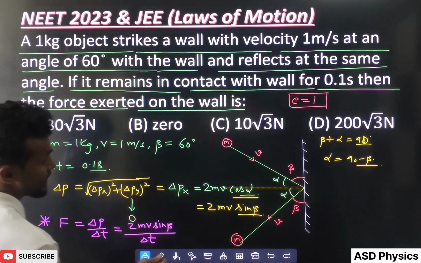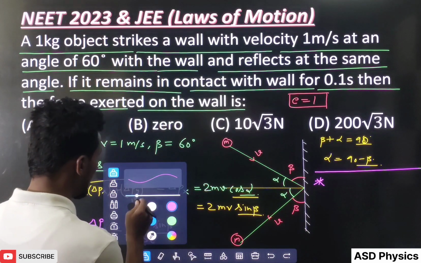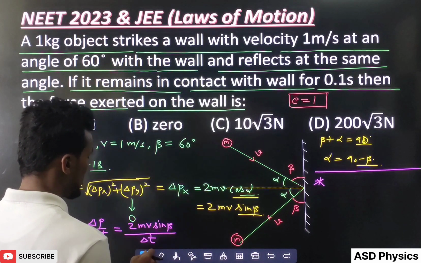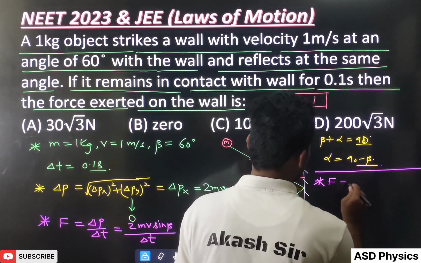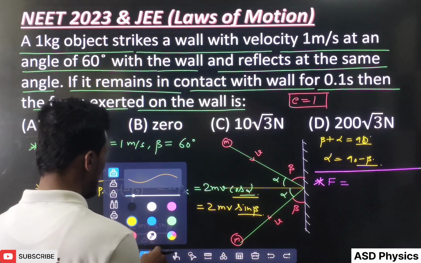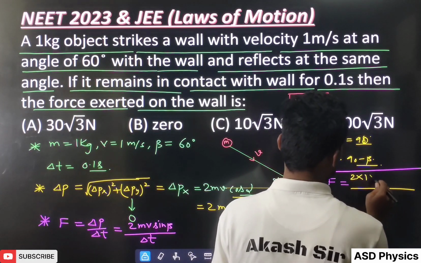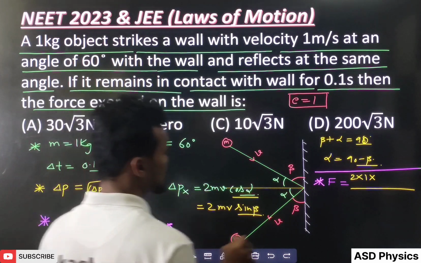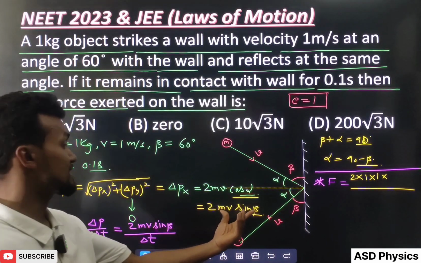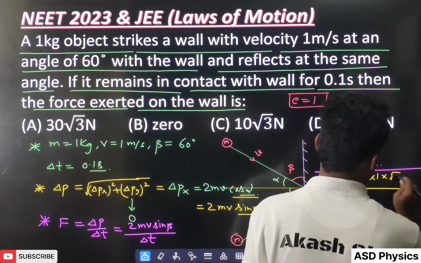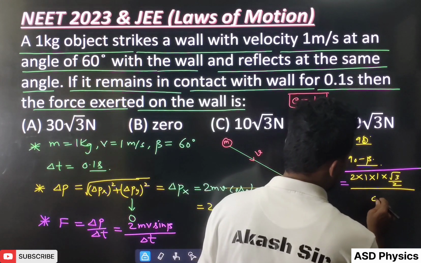Now the thickness of the pen is not adjusting actually, so either it is going very thick or very thin, but anyhow. This force F is given by, we have to just put all the values. This is 2, mass is 1, speed v is also 1, and the angle is 60, so sin 60 is root 3 by 2, and the time interval is 0.1.